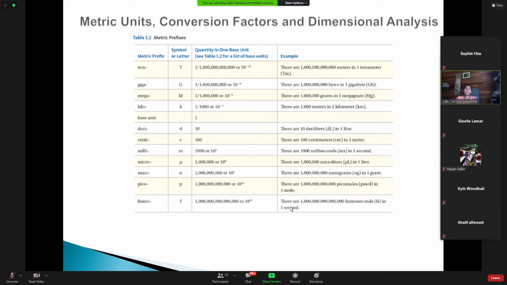Okay, where were we? Oh, we're looking at numbers, big and small. So we do scientific notation. We also have prefixes. So here, the examples, tera. What's tera? It means something.